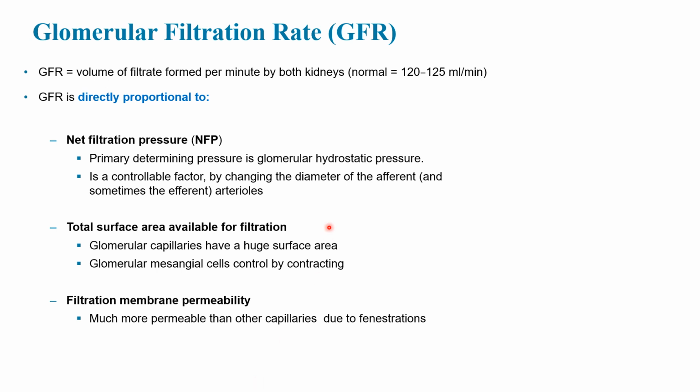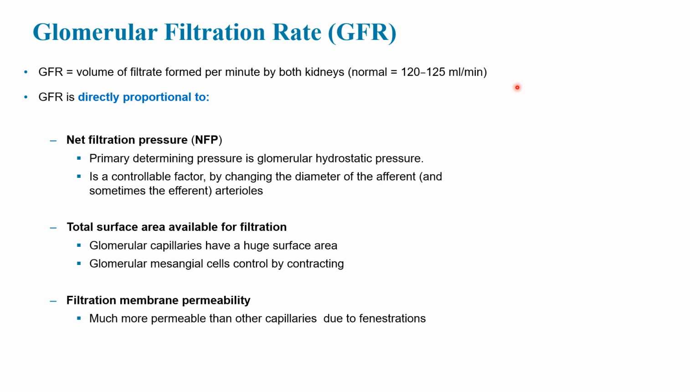Glomerular filtration rate is the volume of filtrate formed per minute by both kidneys. Normally it is 120 to 125 ml per minute. And we use it to determine the functioning of the kidneys. If the kidneys are functioning well, this is how we see that the glomerular filtration rate is good.